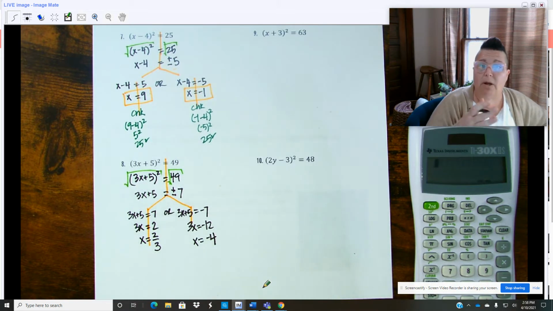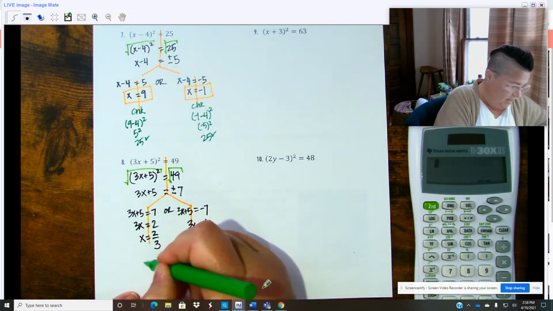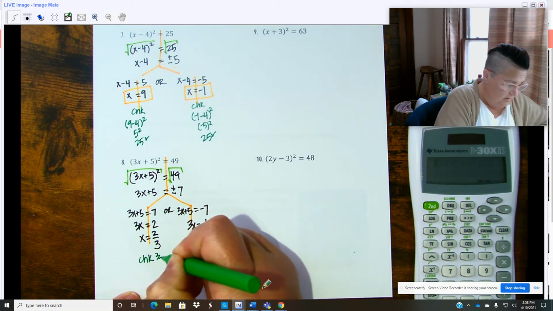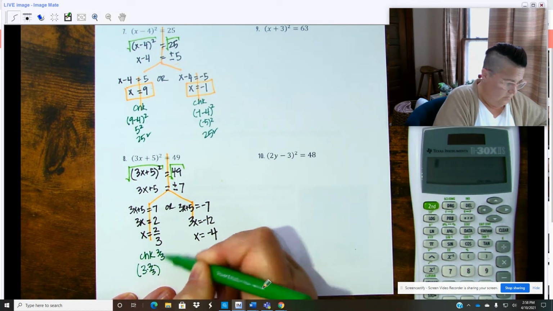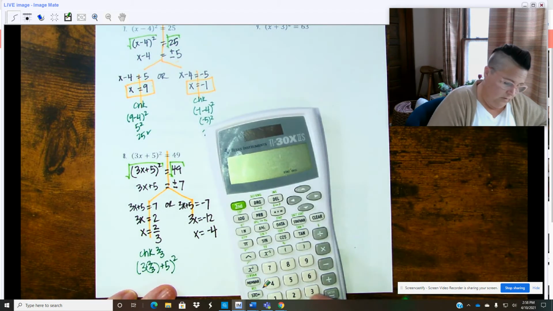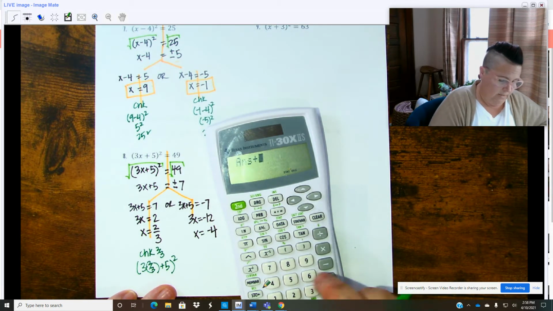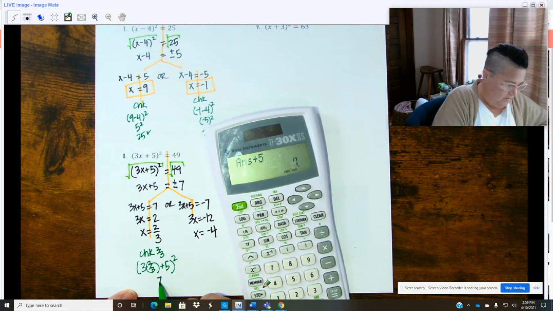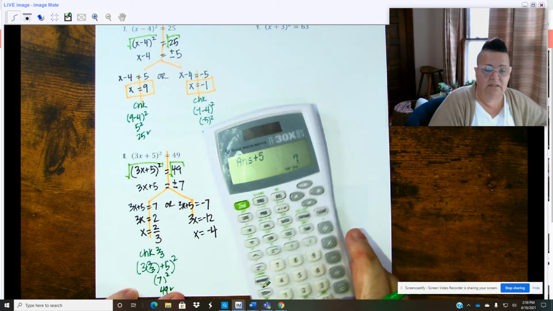To be sure, I want to check to see if either one of these ends up with a negative under the square root or can be eliminated. So I need to go ahead and check these. If I'm going to check 2/3, this is going to be 3 times 2/3 plus 5, squared. So I'm going to do 3 times 2/3 plus 5. Well, this is going to be 7 squared, which is indeed 49. It checks. 2/3 is a valid solution.